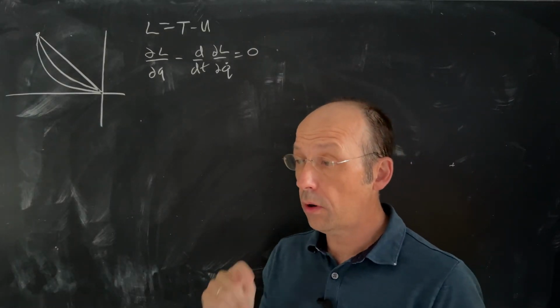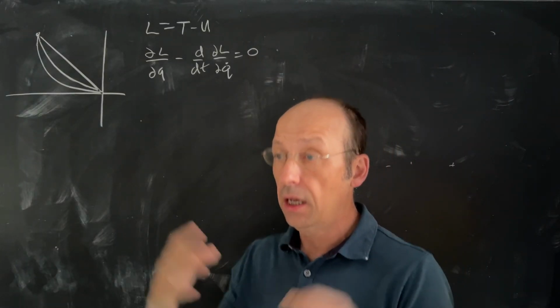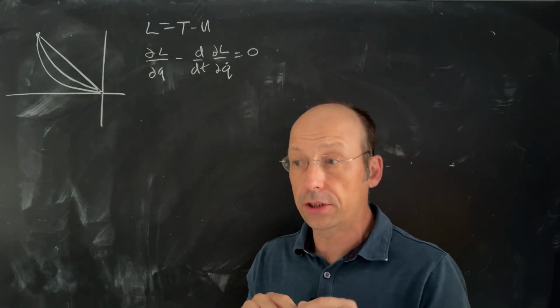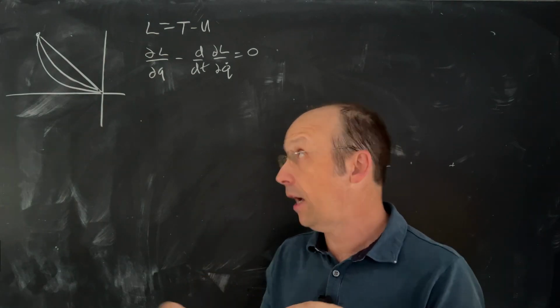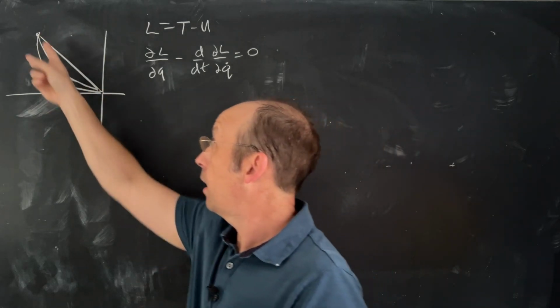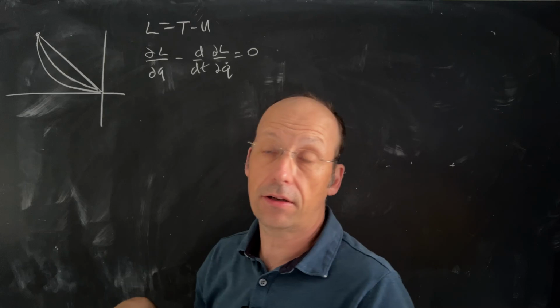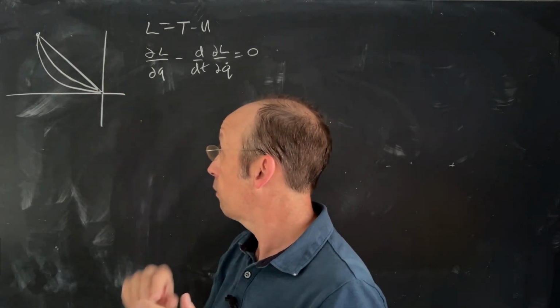I want to do a practice problem with Lagrangian mechanics, and I want to stay with one variable, but I want to do something fun. So imagine that I have three different wires, and a bead can slide along those wires, and we want to see which one's going to get to the bottom of the wire first.